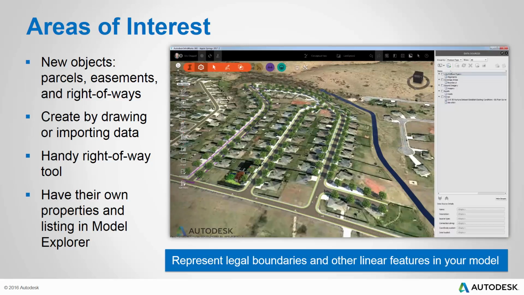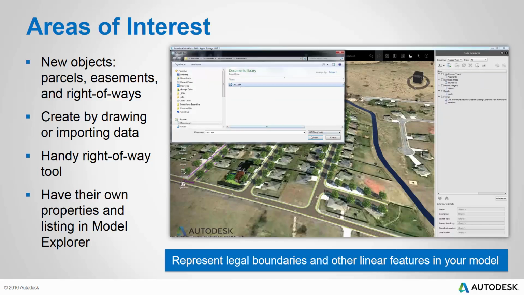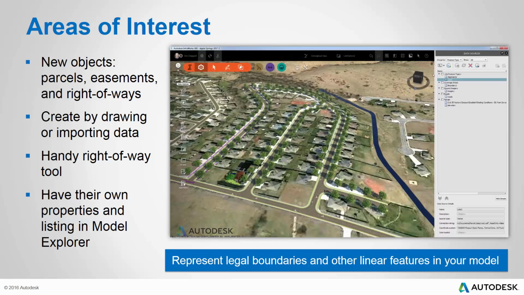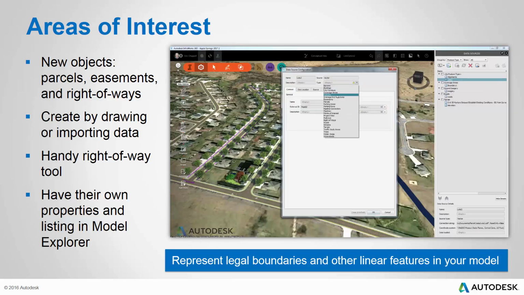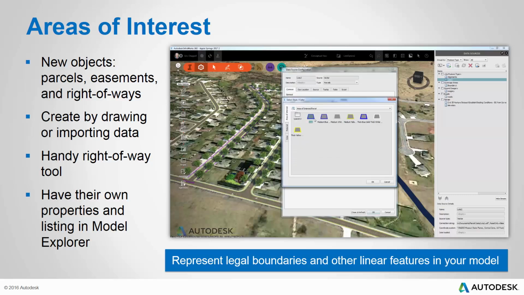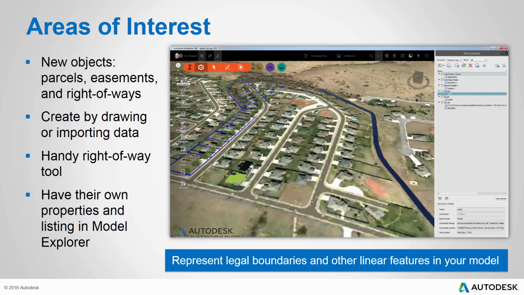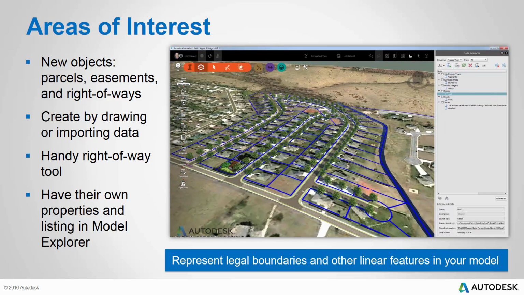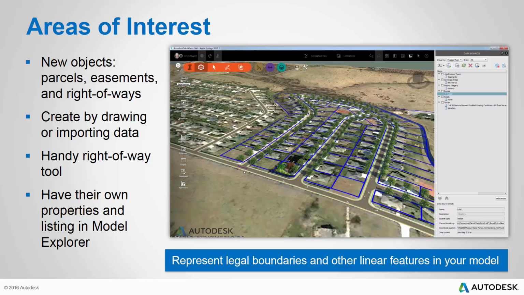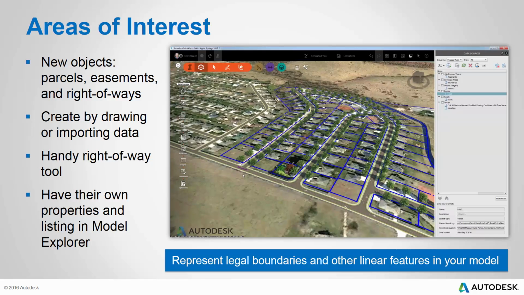Now as I mentioned, you can also import data into these different object types. To do that, I'll go to the Data Sources command and add some SDF data. And you'll notice when I configure the data, I now have the choice of parcels, easements, or right-of-ways. For this particular data set, I'm going to use parcels, and I'll use a style that shows the parcels in a nice dark blue color. And just like that, I've got parcel data and right-of-way data in my model.